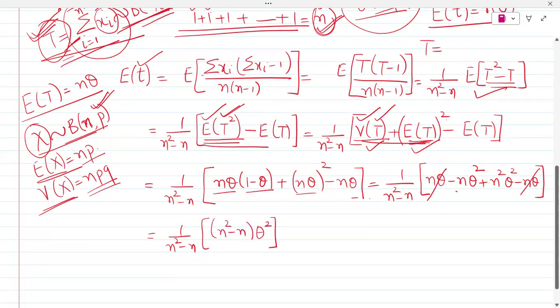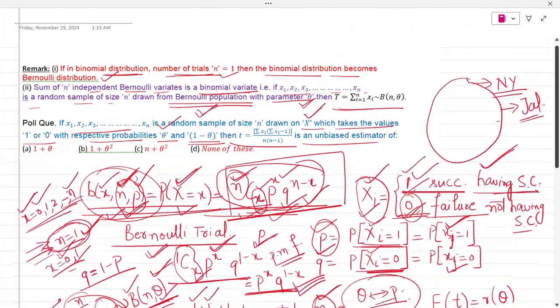You can see here n square theta square, and minus n theta square, and this cancels. So what we have is theta square. This means this estimator is an unbiased estimator of theta square. And what is theta here? The probability of success. Option D is correct.